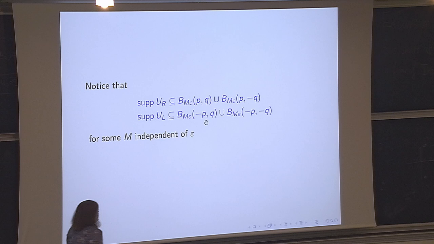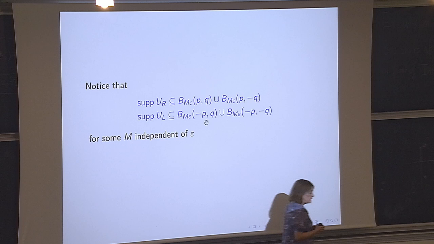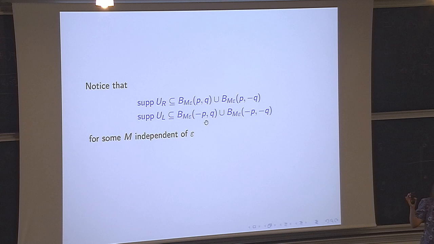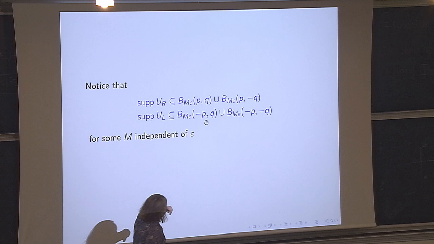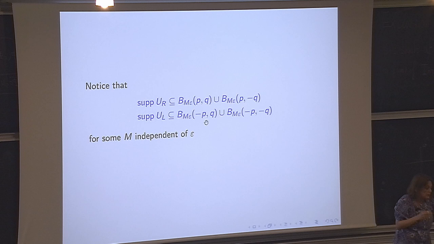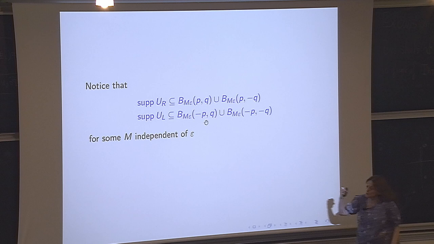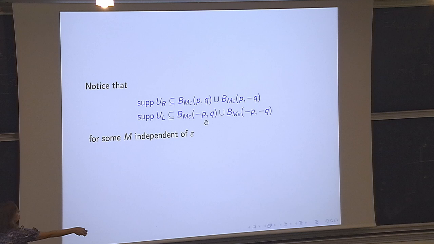Yeah, sure. So in this language, the vorticity is always epsilon to the minus two times capital UL minus capital UR. The other way around, but it doesn't matter. So the support of capital UR is containing two balls of radius of order epsilon, around this point and around this point, and the other way around for capital UL. Okay, this is our result.